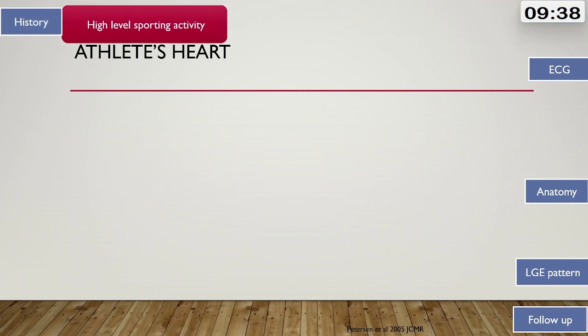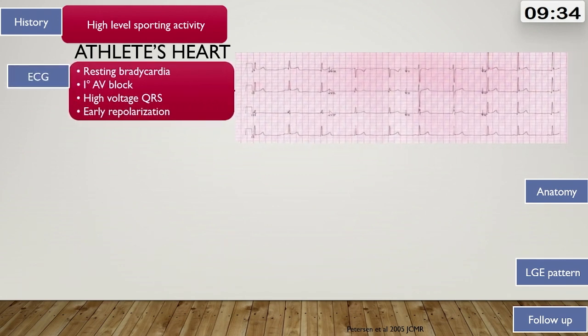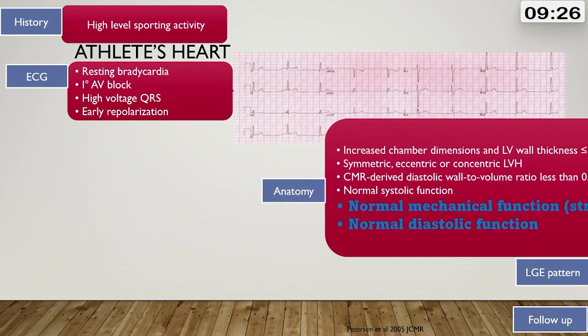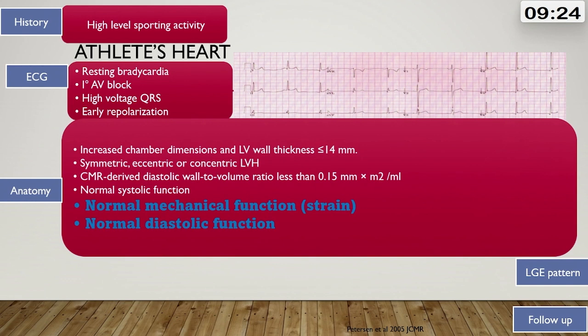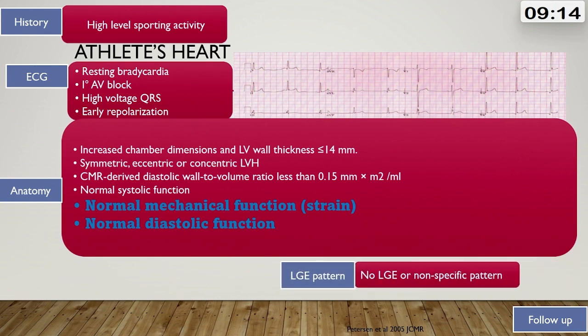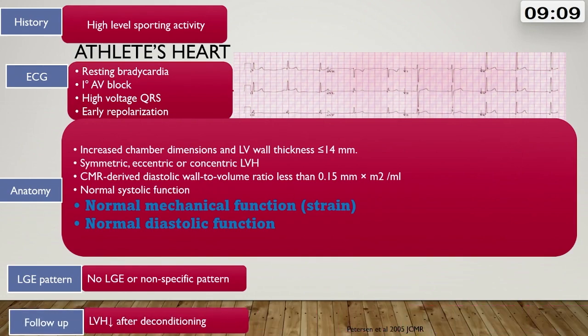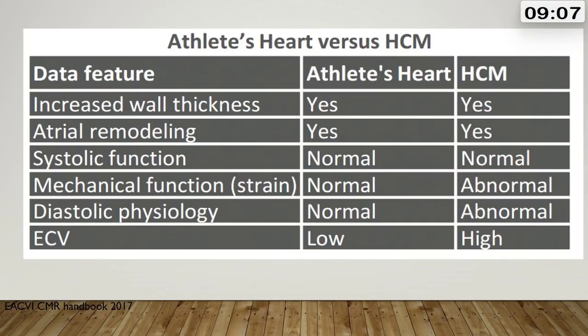First of all, collect the puzzle pieces from the history of high-level sport, the ECG, where you know the ECG changes occur because they have high vagal tone, and the anatomy, of course. A lot of details, but I want to stress that the LV wall thickness doesn't exceed 14 millimeters, with normal strain and normal diastolic function. No late gadolinium enhancement usually, and with follow-up, LVH regresses after deconditioning.